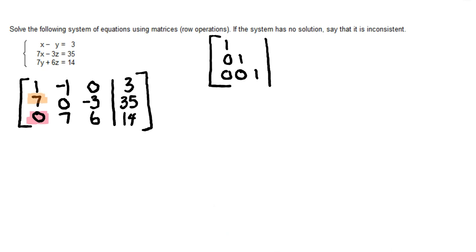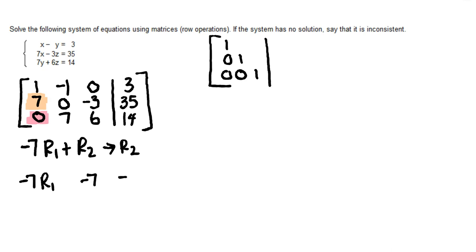The next one I want to focus on is putting a 0 in this position. So to do that, I'm going to multiply a negative 7 times row 1 and add that to row 2. This will become my new row 2. So negative 7 times row 1 would be negative 7, positive 7, 0, and negative 21.